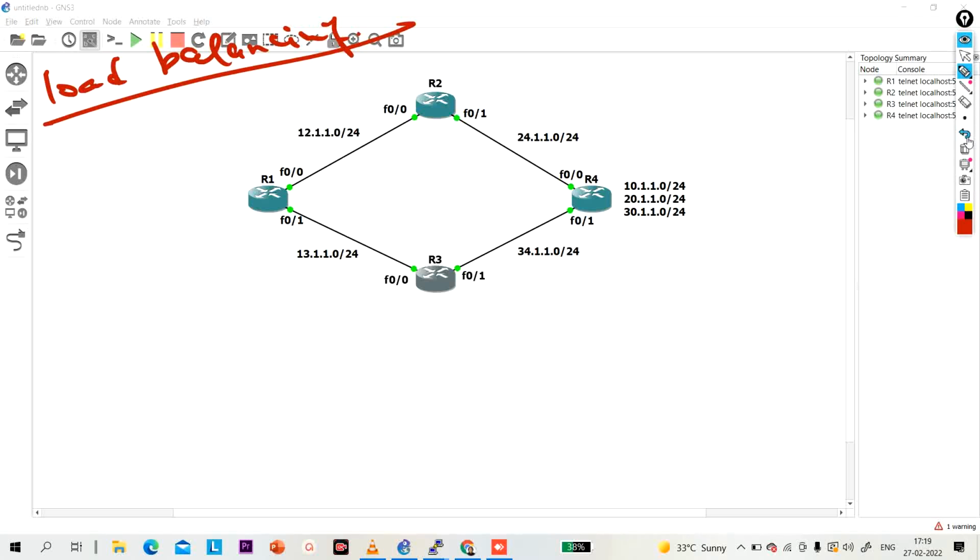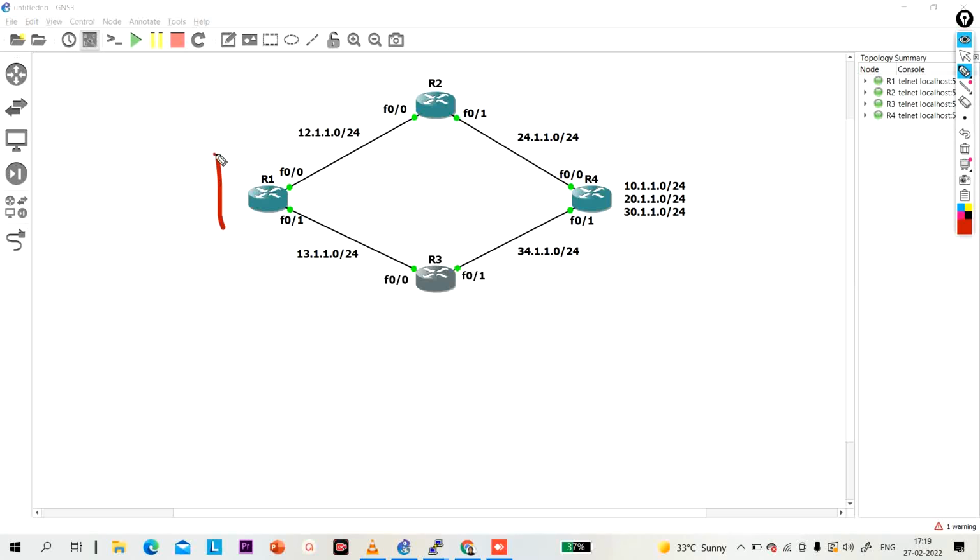So in this topology, we are going to discuss how R1 will perform load balancing for this network. The networks are 10.1.1.0/24, 20.1.1.0/24, 30.1.1.0/24. So I have created 3 networks on R4, right? And we will discuss how R1 will perform load balancing for these networks.